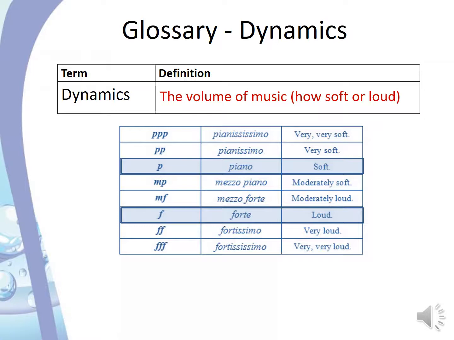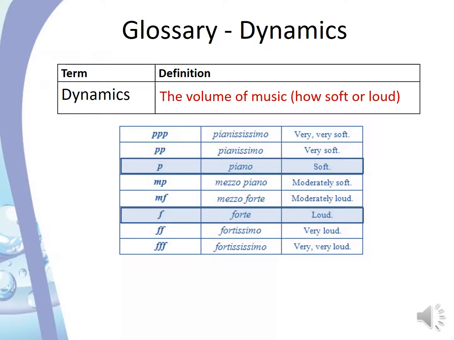Notice that if I add further copies of the same letter, all that does is make it even softer or louder, respectively. The only other letter that's optional is the letter M, which stands for mezzo, which means medium or moderately in English. So if I would want something in between piano and forte, I could either express it as mezzo piano for the softer side, or mezzo forte for something closer to loud.